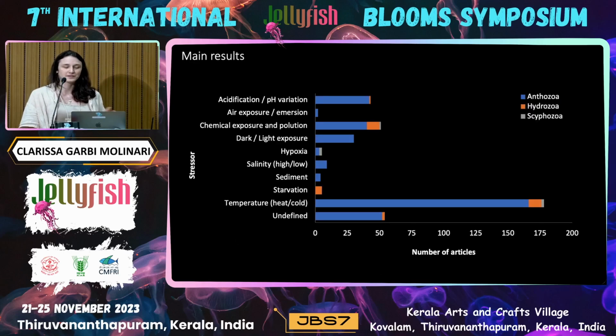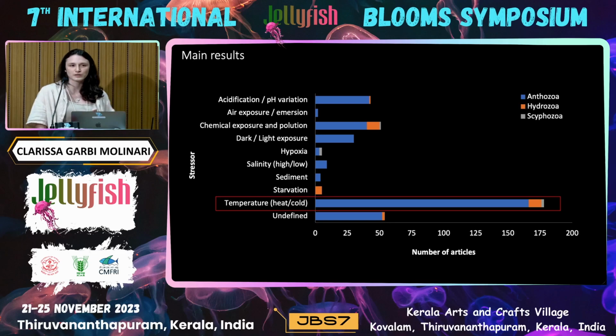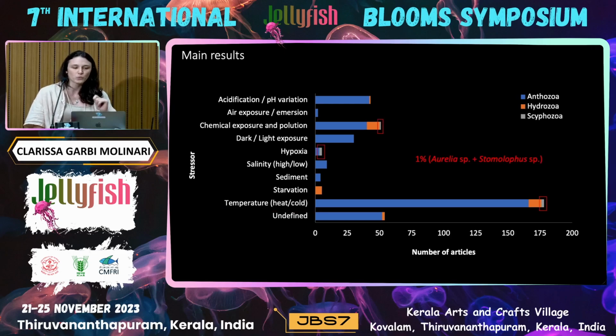And the general look of this data is, as you probably would expect, there's a lot of information on temperature stress. So about half of the studies were focused on temperature. And there is just 1% of those studies that were focusing on jellyfish, and that would include actually only scyphozoans, because the hydrozoans that you see here are only corals and hydra.